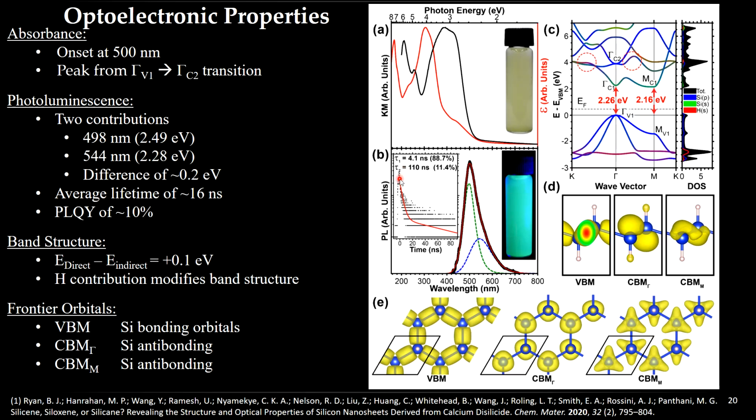If we look at the time resolved photoluminescence, we find that it has an average lifetime of about 16 nanoseconds and a photoluminescence quantum yield of about 10%. For the sake of time, I think I will omit the conversation here about the frontier orbitals, but if you're interested in a discussion on those, I would refer you to the paper here.